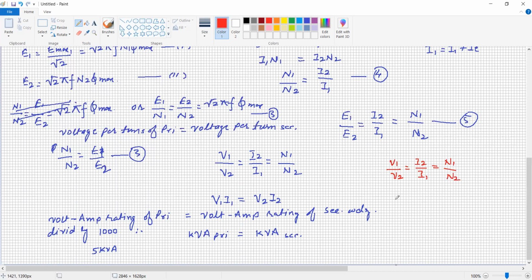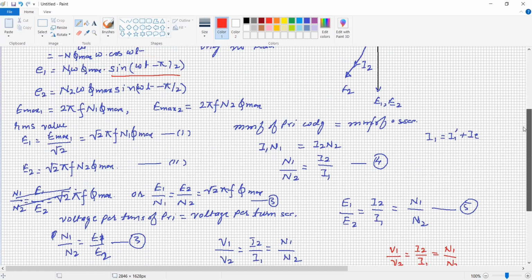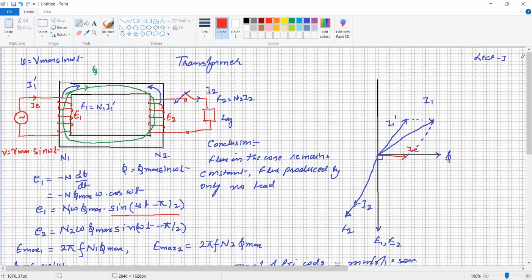The number of turns will decide which will be the higher voltage side and which will be the lower voltage side. The higher the number of turns, the higher the voltage; the lower the number of turns, the lower the voltage of the windings. So these are the points we have considered, and we have come to know the relation of the three points.